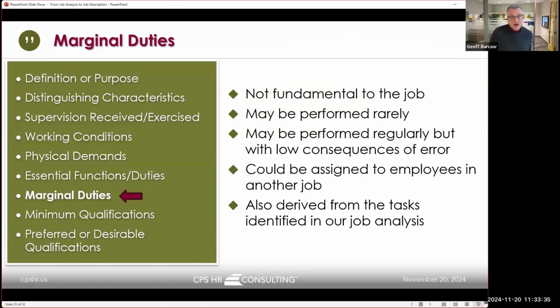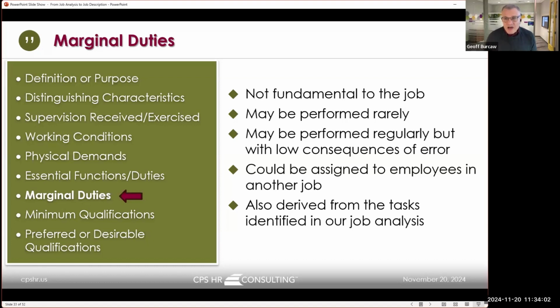Well, let's talk about the other ones now. So the so-called marginal functions or marginal duties. You may not list these in your job description, but it's a good idea because these are things that are performed on the job. People should know that you may do these once in a while. You have to be able to do this at some point on the job. So we do want to identify those. It's a good idea to put those in our job description.